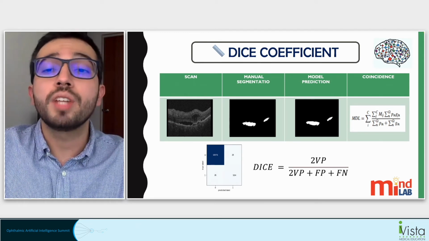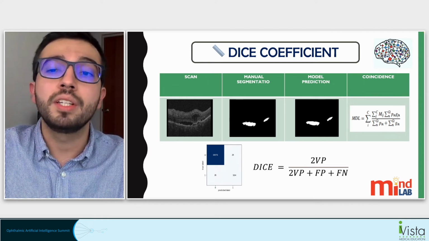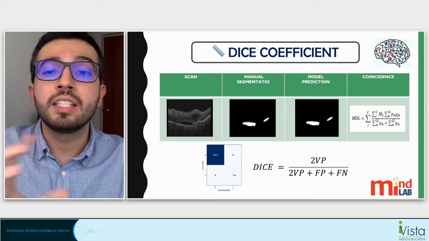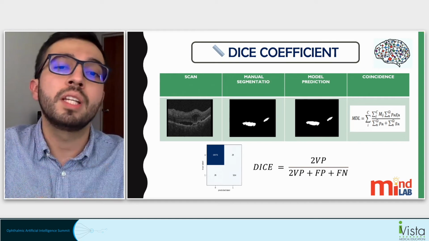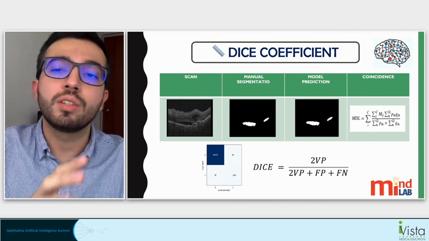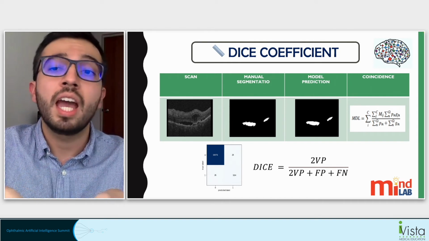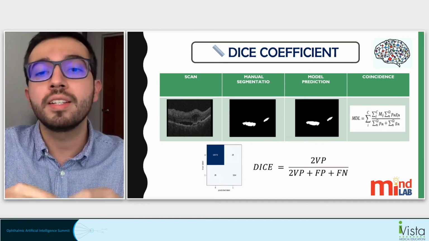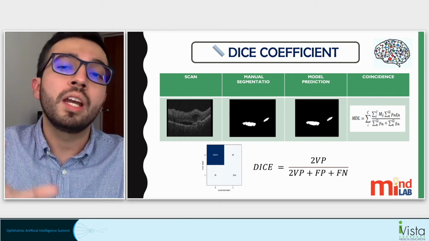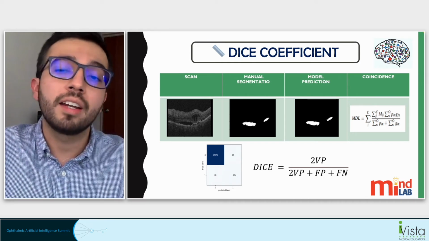Dice coefficient was used to evaluate the performance of biomarker segmentation by analyzing these methods as a coincidence between the manual segmentation and model prediction. As we know, this Dice coefficient goes from 0 to 1, where 1 is the perfect agreement. And for the purpose of biomarker segmentation, we target a value higher than 0.5.